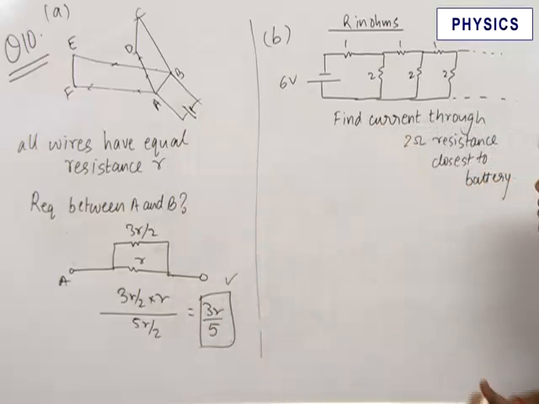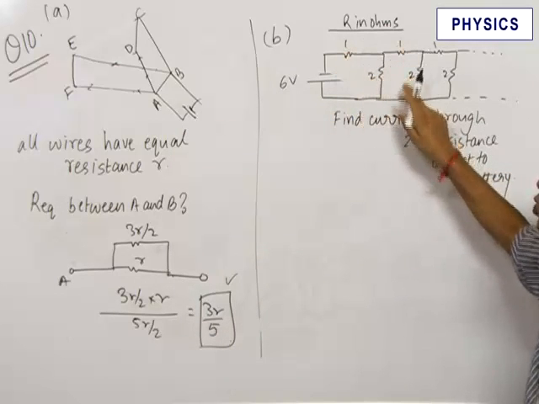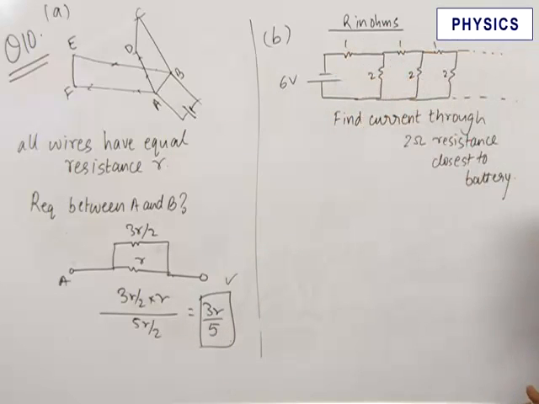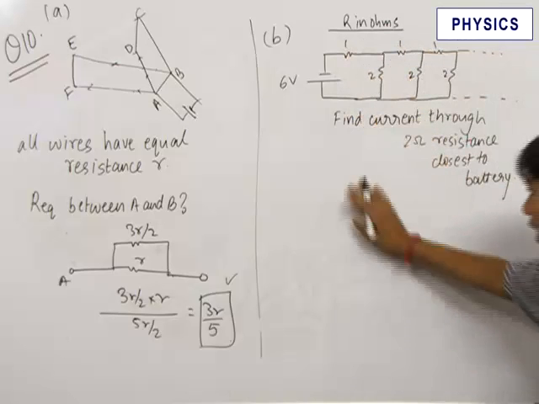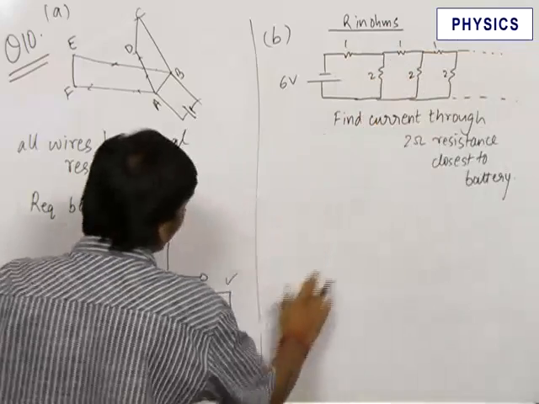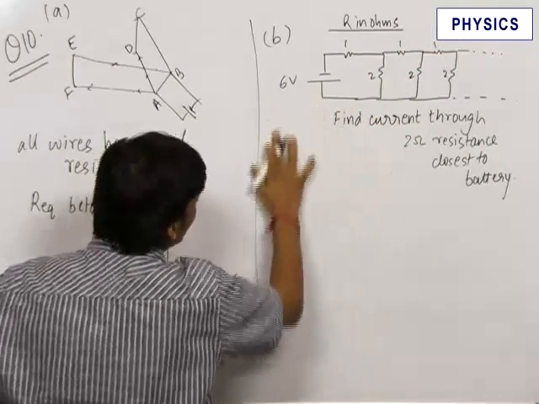Now let us solve the second part. In the second part, we have a voltage source V. This is a resistance of 1 ohm, 2 ohm, 1 ohm, 2 ohm, and this goes on like till infinity. We need to find out the current through this 2 ohm resistor. Now, this is a very typical question. You must know how to solve this. A question of this type actually came in JEE also.